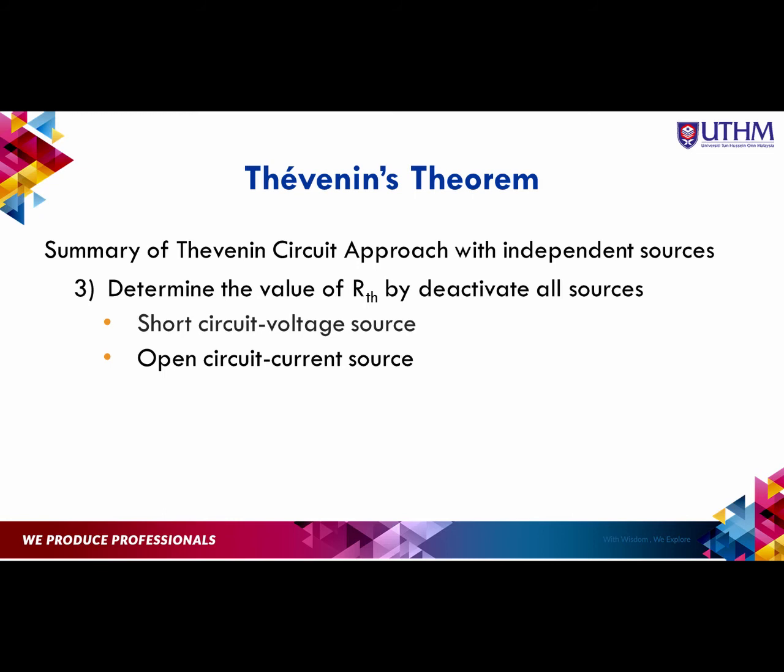What you need to do is deactivate all the independent sources inside the circuit. So if you have a voltage source, you replace it with a short circuit, and if you have a current source, you replace it with an open circuit. This is similar to the technique that we learned during superposition theorems. Only this time, we do it at once.